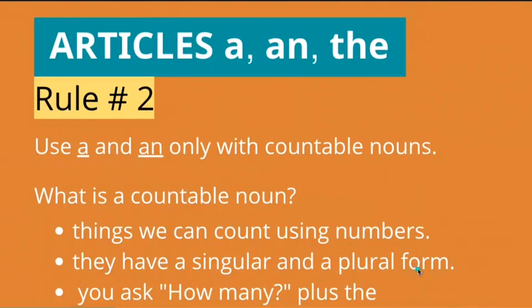Say, for example, apple, apples, table, tables. Okay, singular and plural form. In this, you also ask how many, and then you add the plural form. The countable noun, for example, how many apples? How many tables? All right. So when you say countable noun, these are the characteristics, or the definition, that would tell you that it is a countable noun. All right, so let's try it.